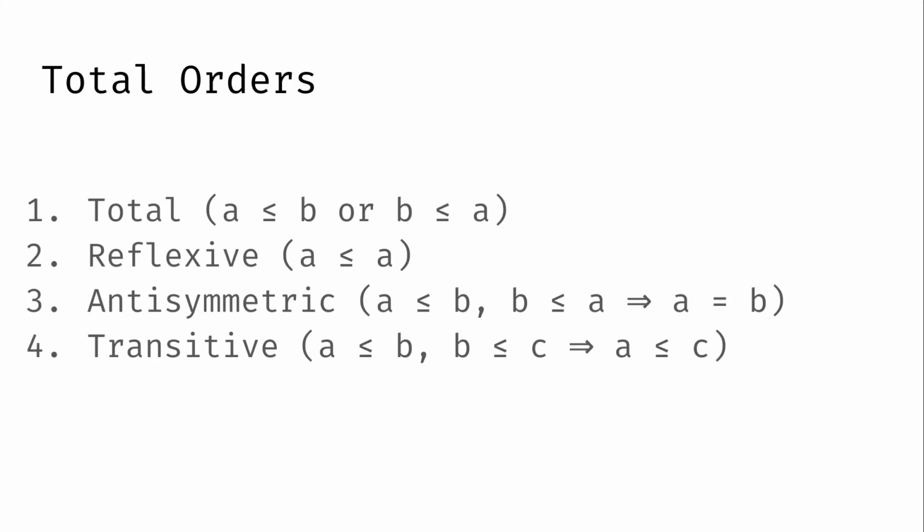Total order just means that it doesn't always return the same value, true or false, regardless. Unless it's a very trivial total order, yeah, that would be true. You have the total order on the single element set. Yeah, that's the trivial one.